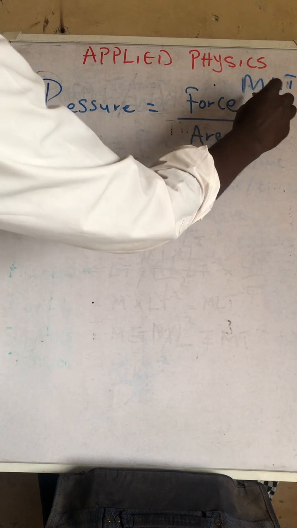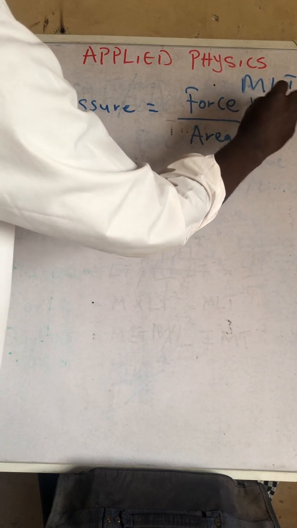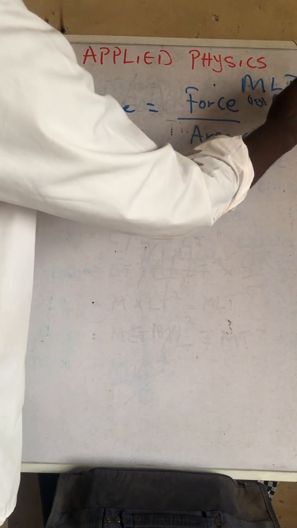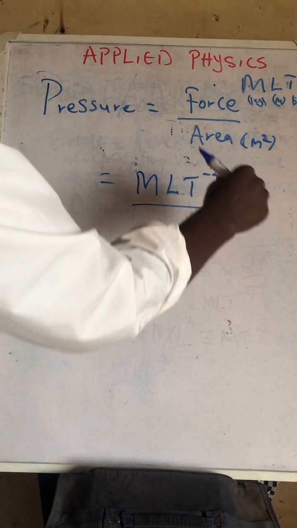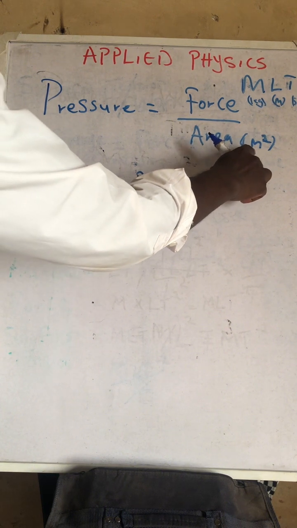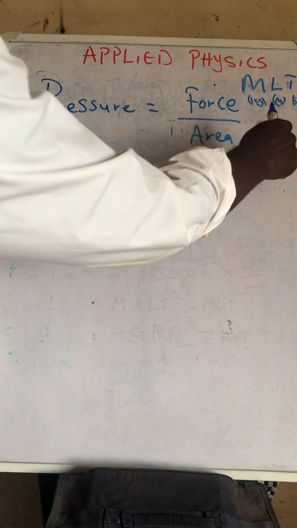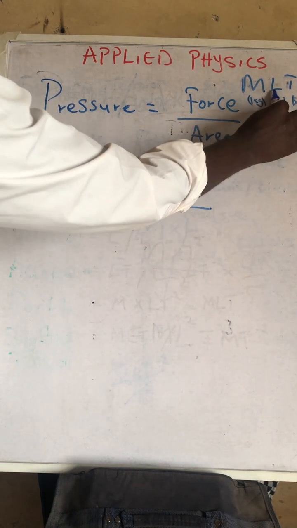M, which is mass, is measured in kilogram. L is measured in what? Meter. Then T is measured in what? Seconds. So our area, which is meter squared, will be represented as L.